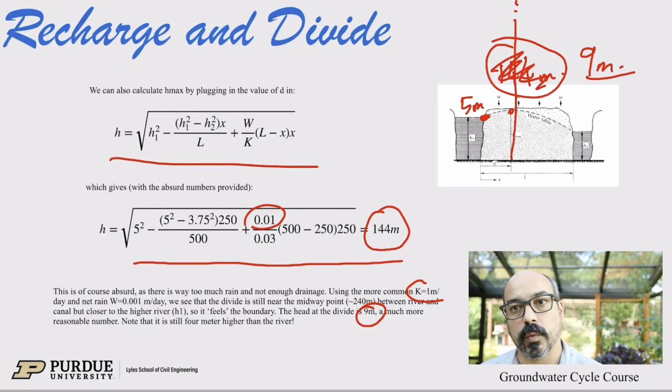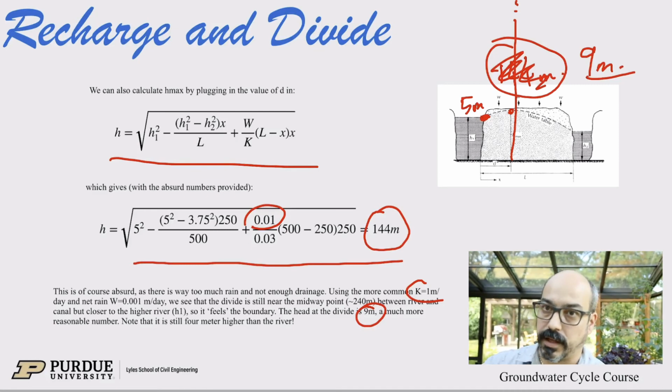So that seems like a more reasonable number, but still, if you have a river and let's say you're growing corn in your field, on a regular rain, your water table is actually going to be 4 meters higher than the river. That's quite a bit higher than the river.